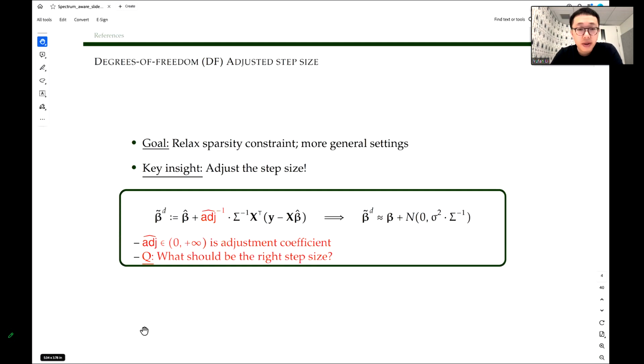So then you can start asking, what if I want to consider more general settings, and want to relax the sparsity assumption? The key insight here is that you should apply an adjustment coefficient to your Newton-Raphson step, and if you choose this adjustment scalar carefully, you can maintain the normality around the true signal.